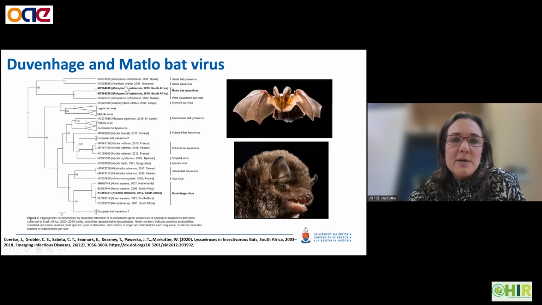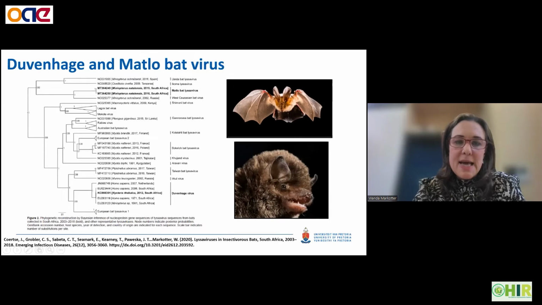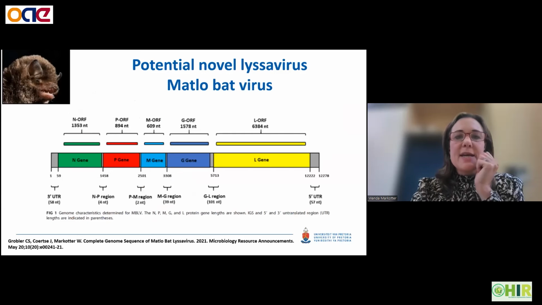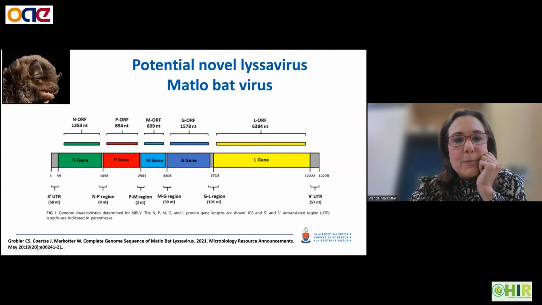And we again found this virus in this long-eared slit-faced bat in South Africa. So we're pretty sure it's not a Miniopterus host. It is actually Nycteris thebaica, as was also indicated in Zimbabwe. During our Duvenhage work, we identified a new bat virus that we consider new, but it's still up for debate, that we called Mudglue bat virus.